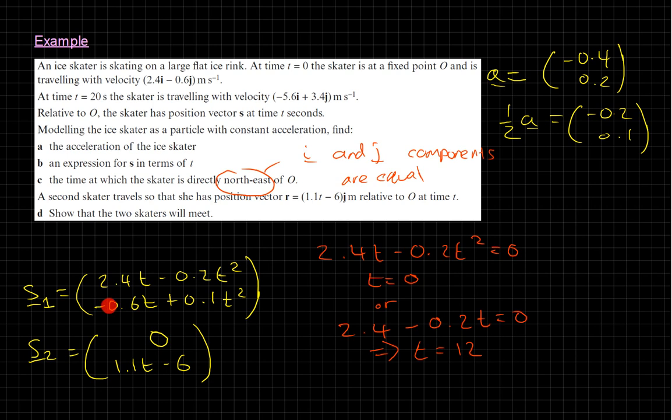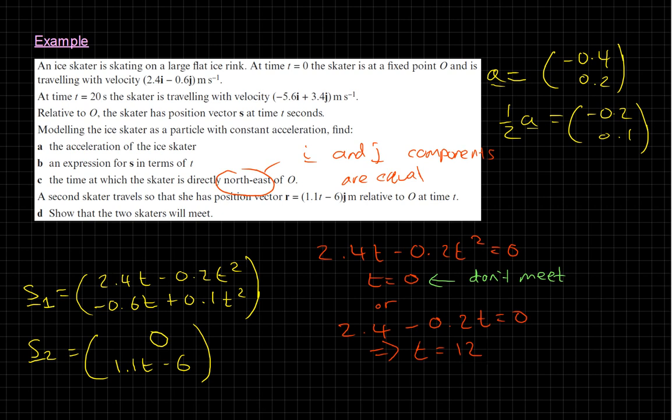If I put 0 into this bottom row now, I get 0. And if I put it into this bottom row here, I get minus 6. Doesn't work. So at t equals 0, they don't meet. And then let's try the t equals 12. For the top row, well, we know they're going to be equal, because that's how we got t equals 12. So this is going to be 0 when t is 12. So is that equal? And then what about the bottom?